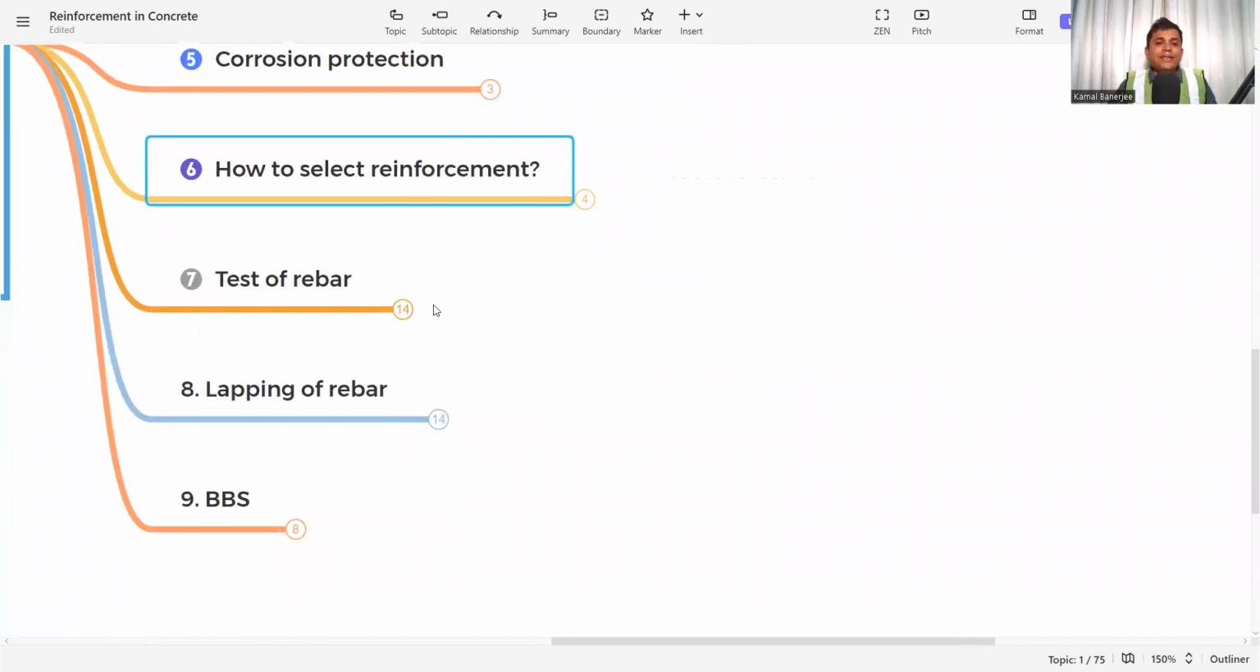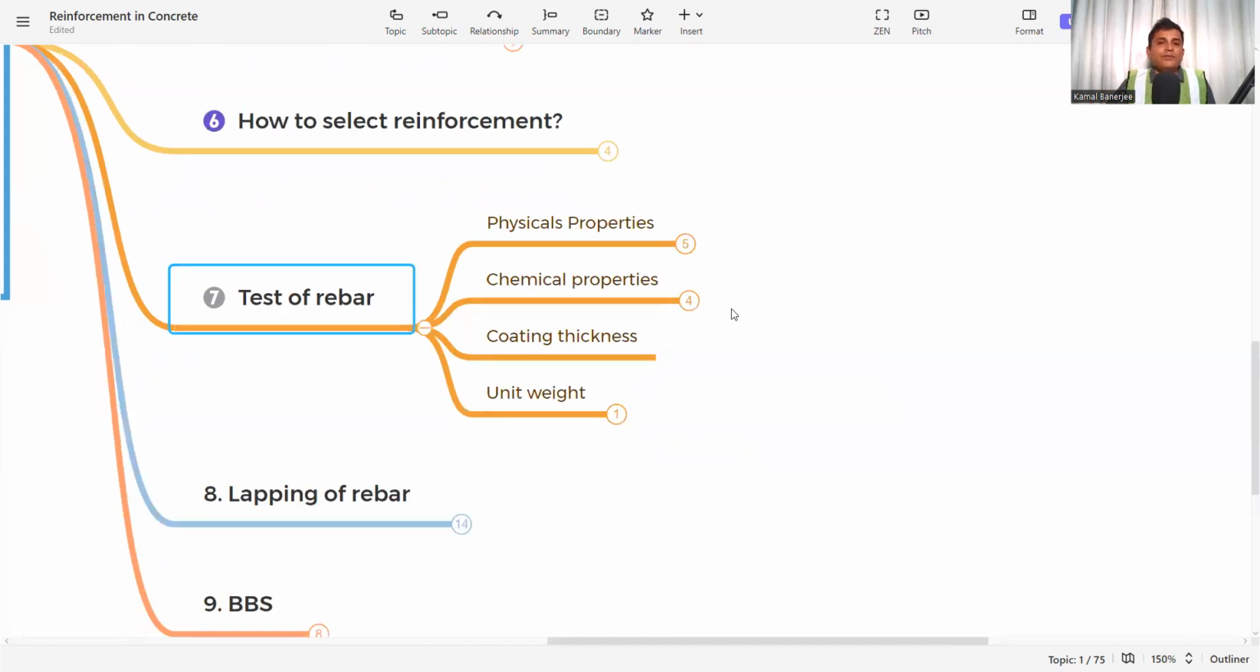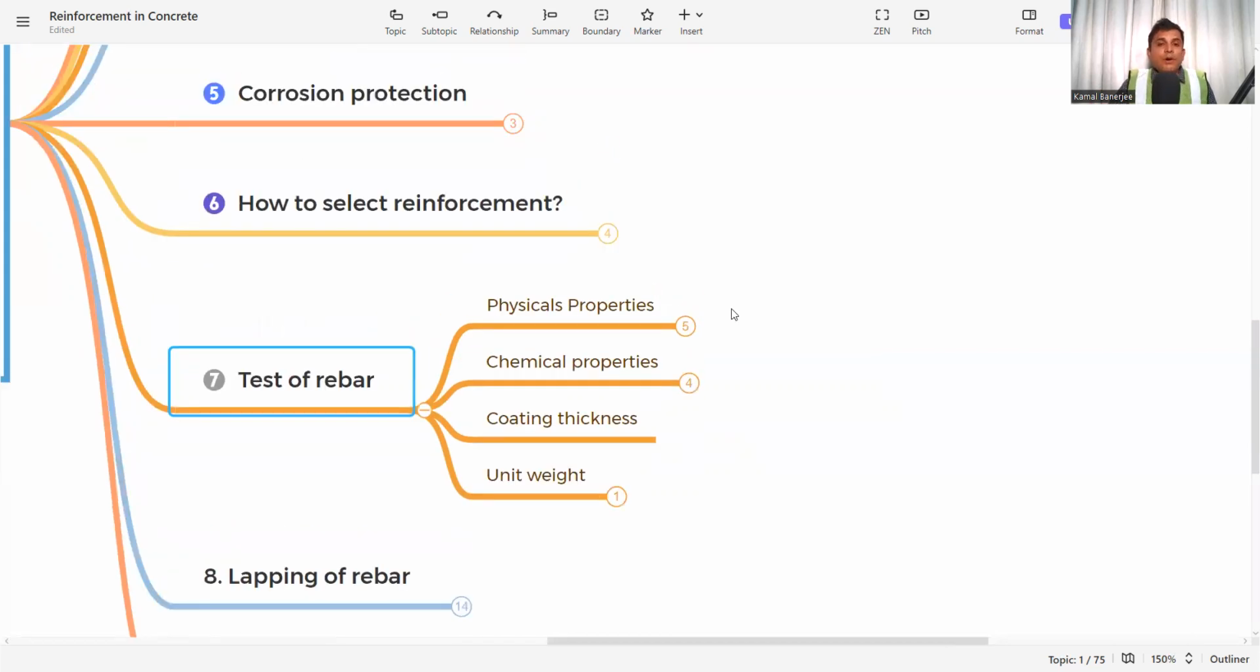The next is testing of rebar. Yes, whatever material is coming to the site, you need to test it, whether the product is conforming or non-conforming, you need to know. So what is the test? First, you need to check the physical properties. Whenever the steel is coming, you need to check the MTC, check the challan, and check physically whether there is rust or not, and check the diameter.